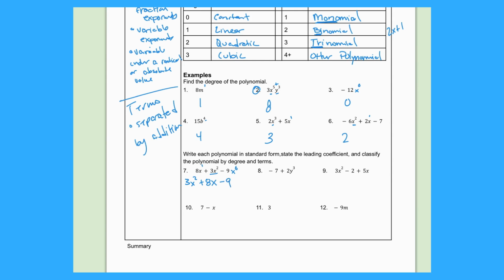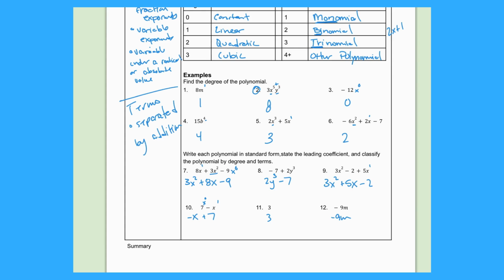Number 8, we want the biggest exponent first, so that's going to be the 2y to the 3rd. And then we have the minus 7, or I could say plus negative 7. And we're going to leave that 3x squared. Then I want the 5x, because that's really 5x to the 1st, so 2, 1, and then 0. And we have negative x, because again, that's x to the 1st. And then a positive 7, because there's technically x to the 0 with that. And then 3 is just 3, that's an easy one. And negative 9m, these last two are only single terms, so there is nothing to order. Okay.